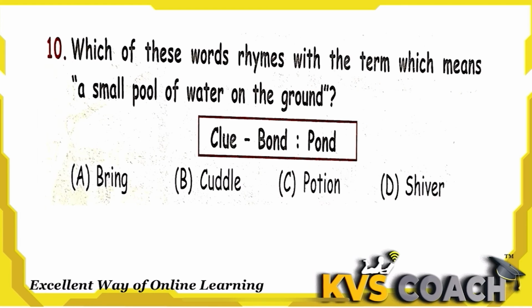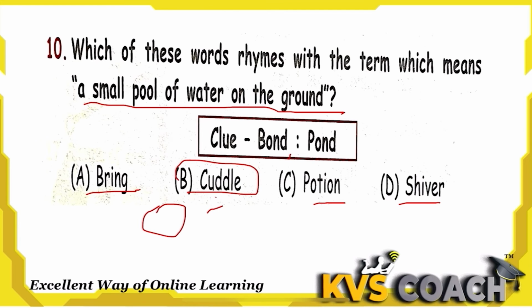Next is which of these words rhyme with the term which means a small pool of water on the ground? A small pool of water on the ground. Bring, puddle, potion or shiver. Bring, no. Puddle. Puddle are small pools in which water is filled on the ground. That is known as puddle. It means bring, it matches with the statement.